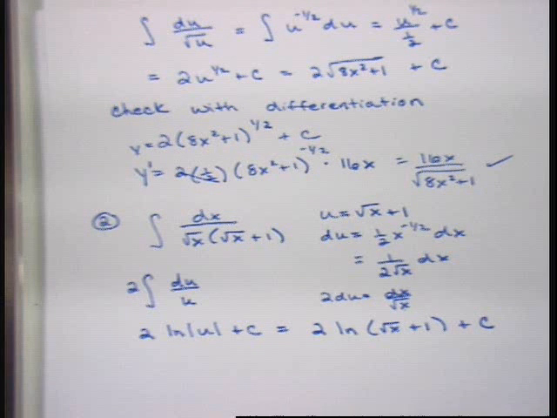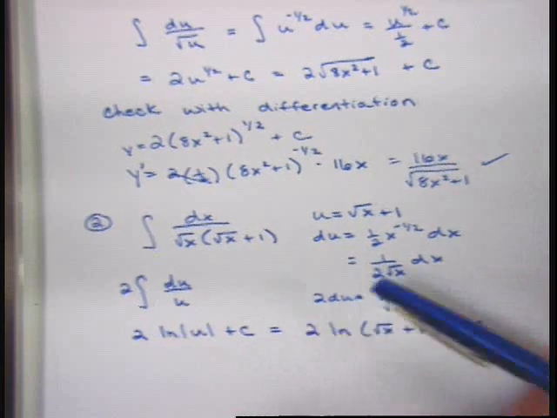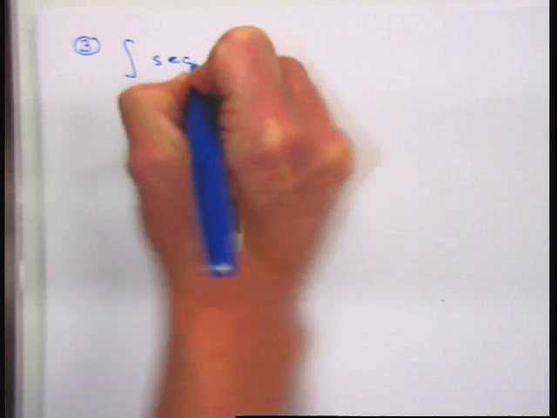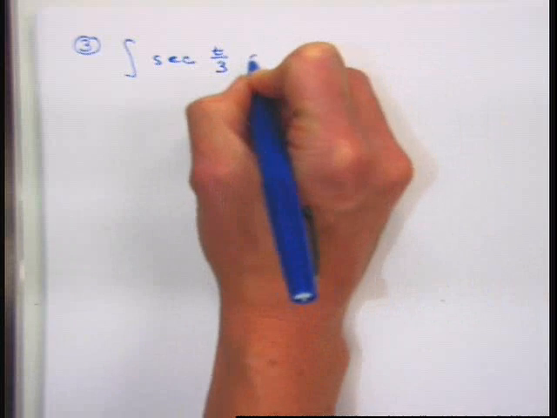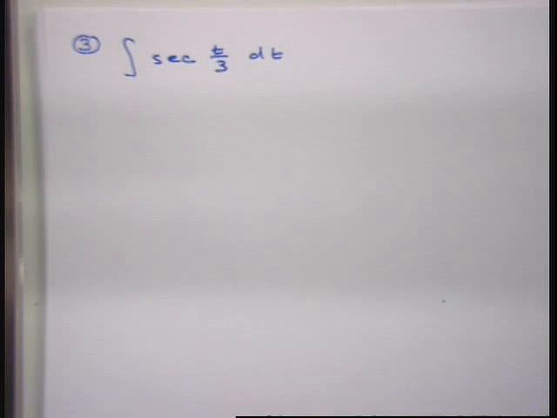Okay, all right, so then let's try another one. How about this one? The antiderivative of the secant of t over 3 dt. How will we do that one?